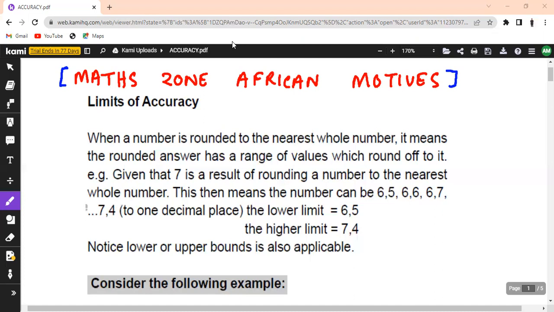Like here we are given, when a number is rounded off to the nearest whole number, that is what you're given. When a number is rounded off to the nearest one, it means the rounded answer has a range of values which round off to it. It's not an exact value that you're given. So what are we trying to say?